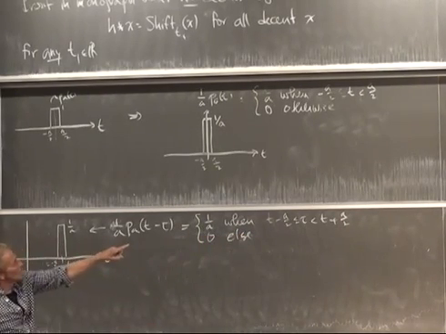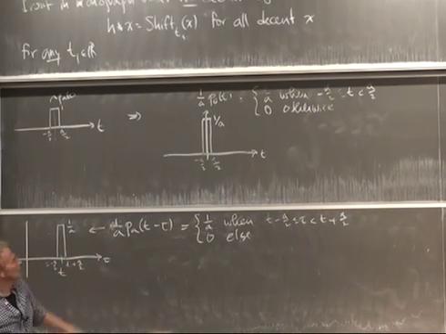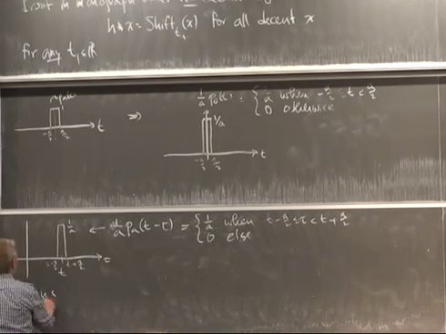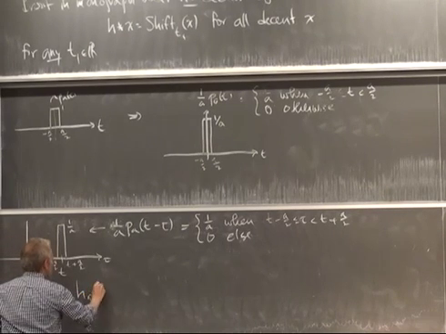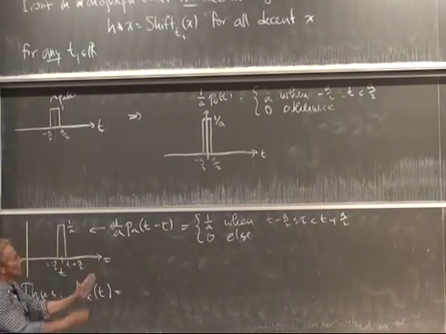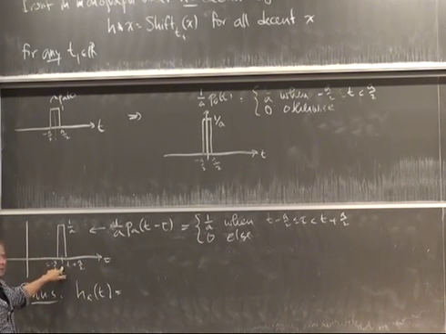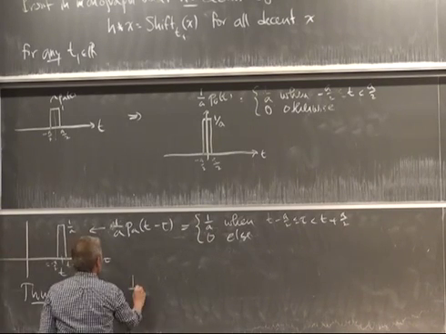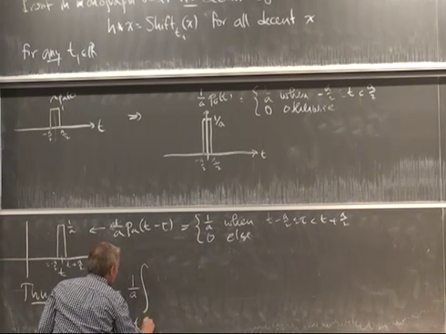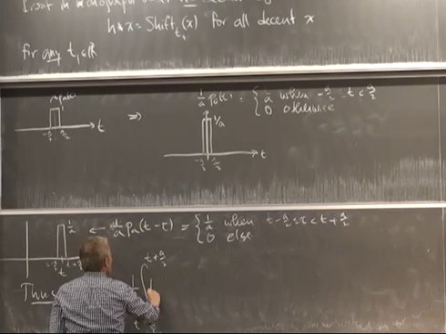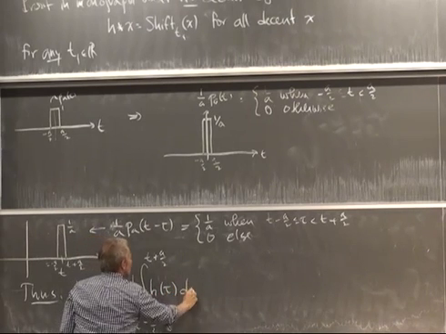So what does that do? What does that mean for H_A of t? H_A of t is equal to that whole integral that gets chopped off except for that tiny little space around t. And I get this, 1 over a integral from t minus a over 2 to t plus a over 2, h of tau d tau.